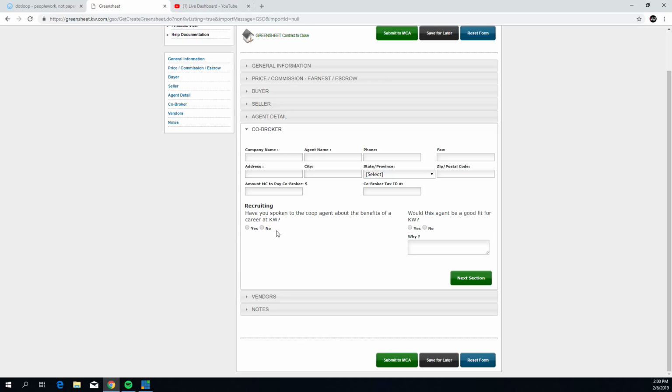Have you spoken to them about a career at Keller Williams? Oh gosh, coaching, huh? Part of your recruitment. Would this be a good fit? You might say no. But frankly, there's so many Keller Williams agents in Atlanta right now, the chances of a Keller Williams agent being on the other side is probably really good, 1 out of 4 at this point. So that's no longer required. So just ignore that.